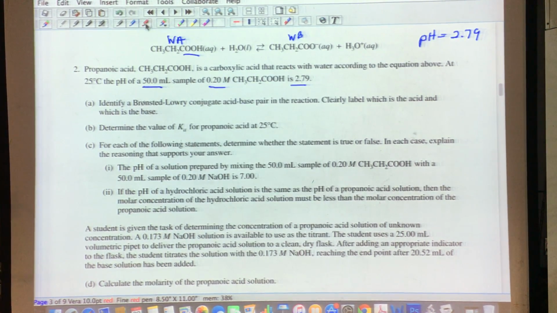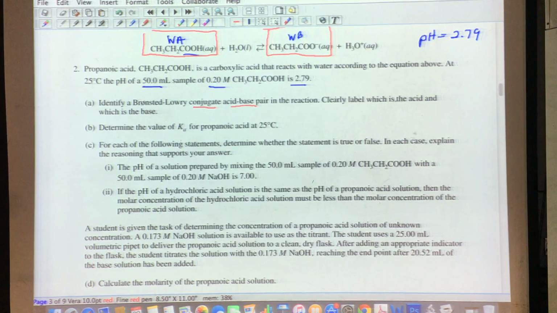Now, identify the Bronsted-Lowry conjugate acid-base pair in the reaction. As we just talked about, here's my acid. And conjugate means the same chemical plus or minus an H. So there's my conjugate base. Make sure you know which one's the acid and which one's the base. Obviously this is the acid, because it's got the extra H. The base doesn't have it because it was lost to make it. There are many ways to understand that. That's pretty simple, and that would be a point for doing that. Again, that's something we should definitely have down.